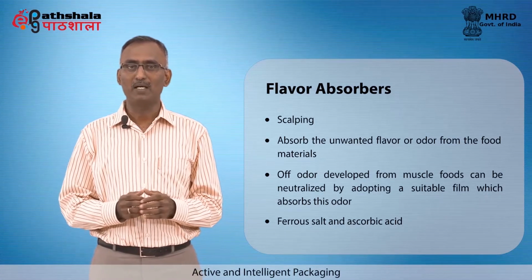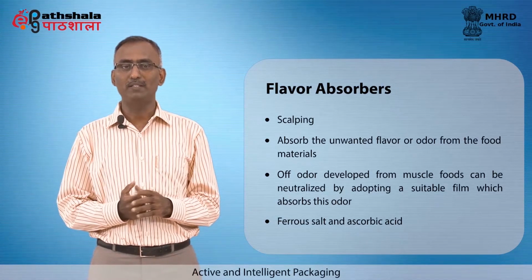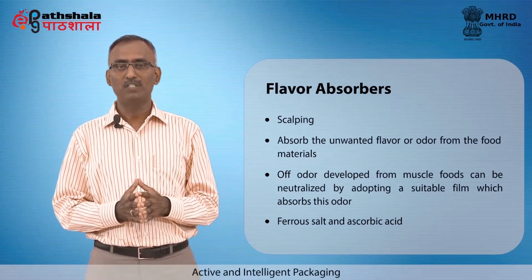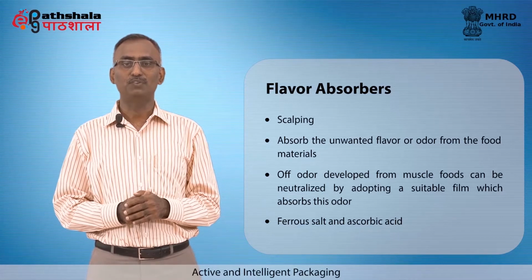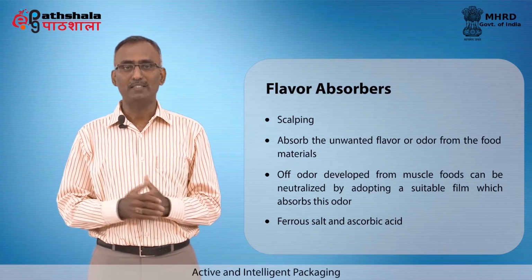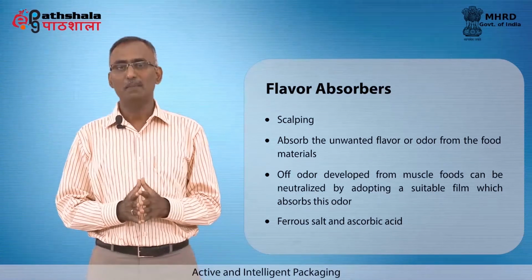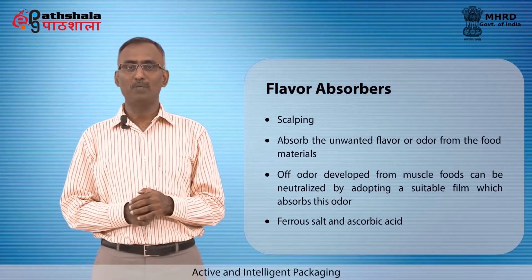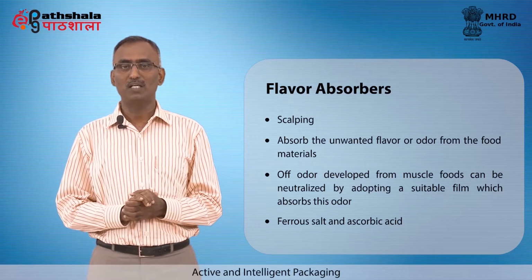Odors developed by auto-oxidation of oils and fats can be removed by films incorporated with synthetic aluminosilicate. This will be useful in packaging of snack foods in absorbing the aldehydes. Sometimes bitterness creates bad taste in juices like citrus juices, which can be removed by using a plastic bottle coated with cellulose acetate butyrate.